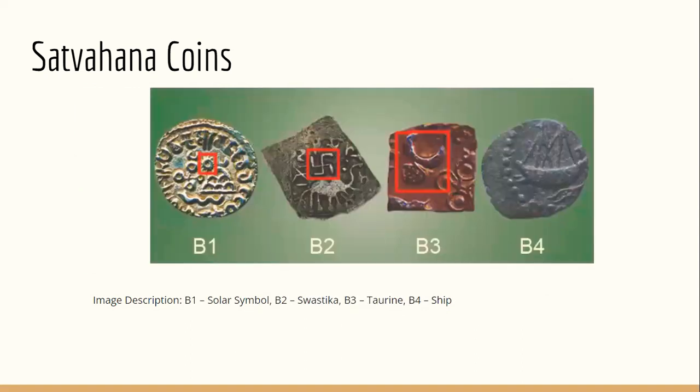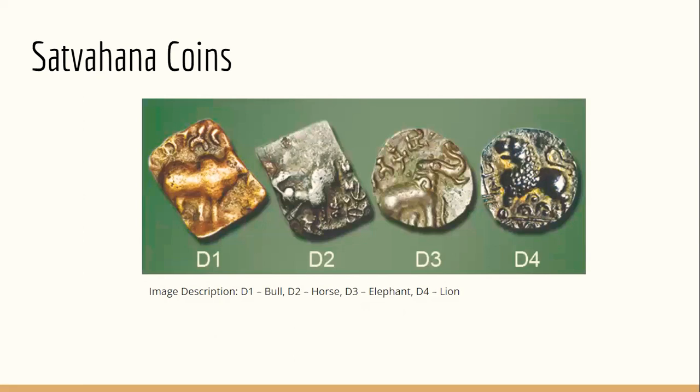Then we have yet another. First coin depicts sun, solar symbol. Then you can see swastik is there. Then Taurus symbol, and ship is there. Then we also find animal motifs. So bull is being depicted, horse is being depicted, elephant is being depicted, and lion is there. So these are the Shatavahana period coins.